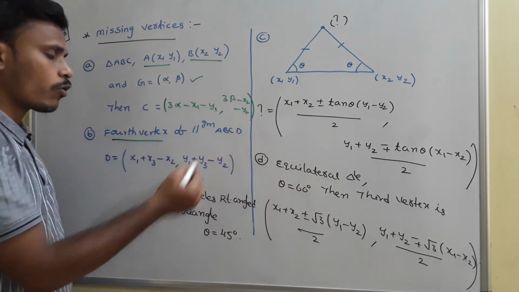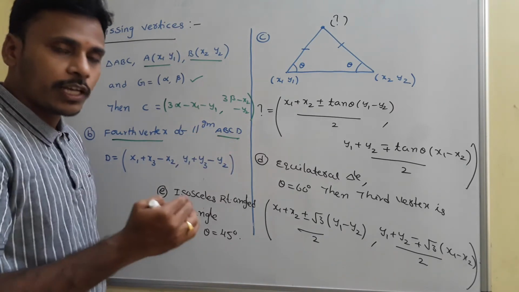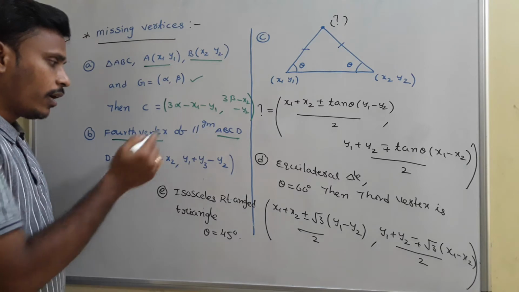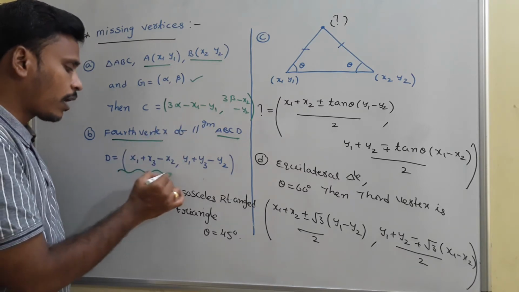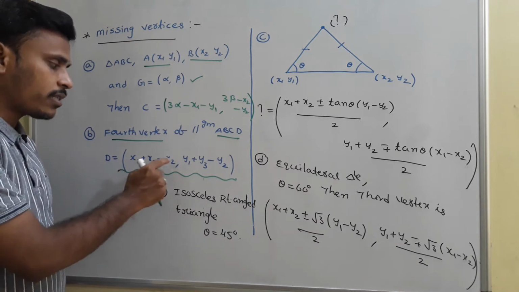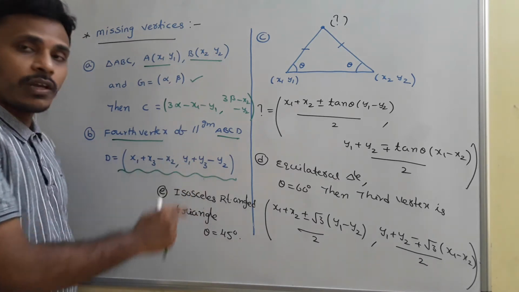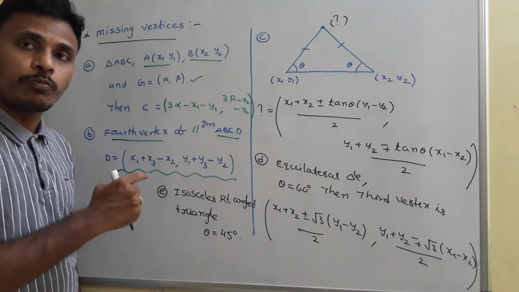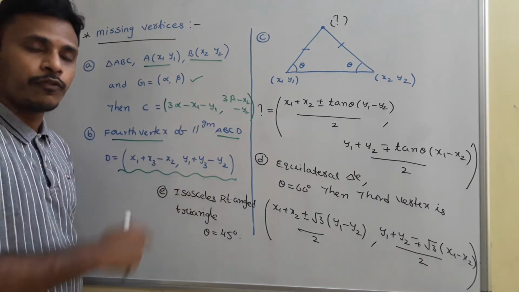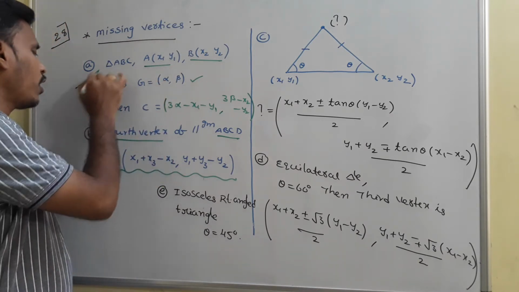Whereas the fourth vertex of the parallelogram ABC, if three vertices (x1, y1), (x2, y2), (x3, y3) are given, then that fourth vertex is this. Already you know it, we discussed it in previous points. x1 plus x3 minus x2 comma y1 plus y3 minus y2. The vertices (x1, y1), (x2, y2), (x3, y3) should be in order, and we are finding the fourth vertex using this idea. Right. All these two things you already know, okay?